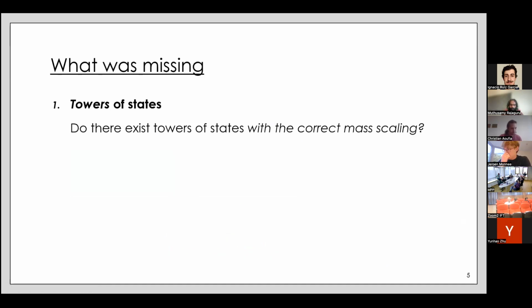And the reason why this was not known is because there were a bunch of ingredients missing. One is that you need to show that there exists a tower of states in these limits with the correct mass scaling. Of course, there have been towers whose existence was proven using these monodromy methods, but these will always give you the sub-leading towers. So they are not the towers that we expect to set the duality frame.